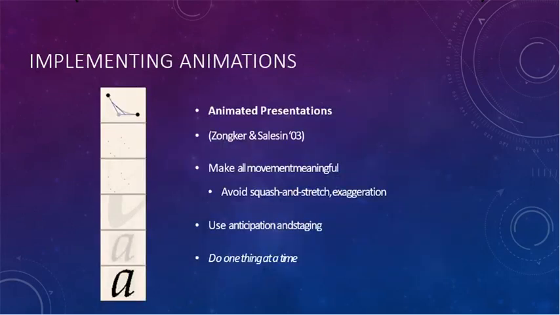So how can we implement the animation? We can implement it through an animated presentation like this one. We can make the movements meaningful. But one thing you should focus on is that you should avoid squash and stretch and exaggeration, and you should also work on the anticipation and staging, focusing on doing one thing at one time.